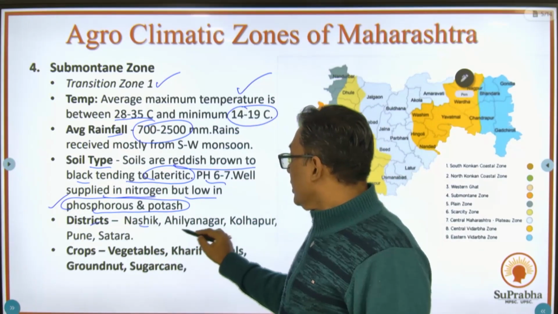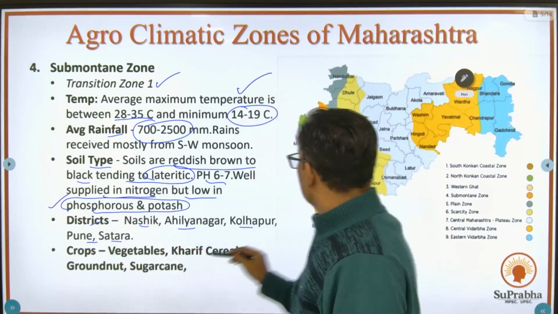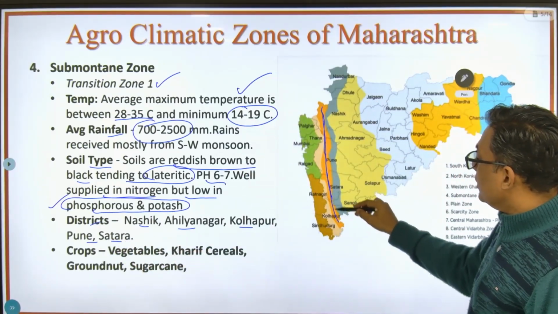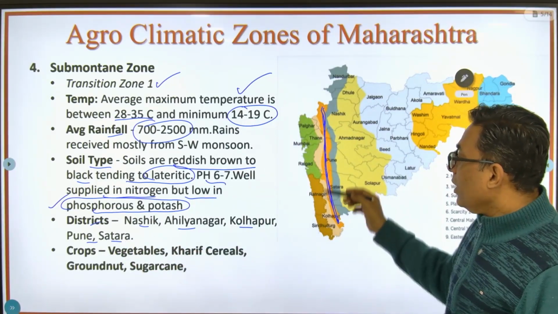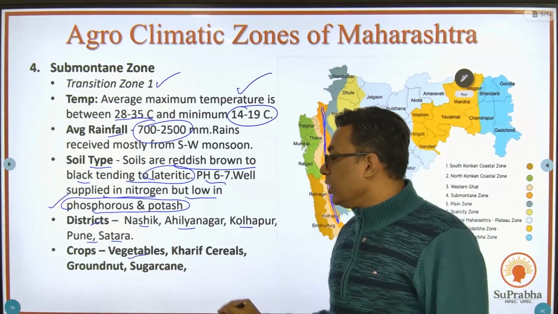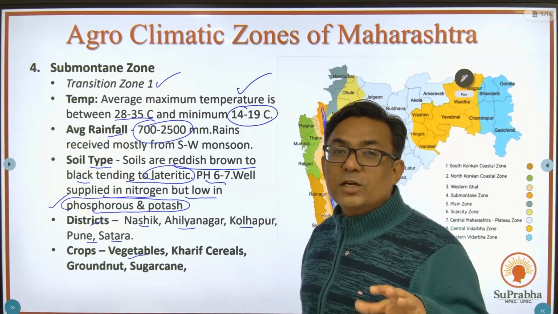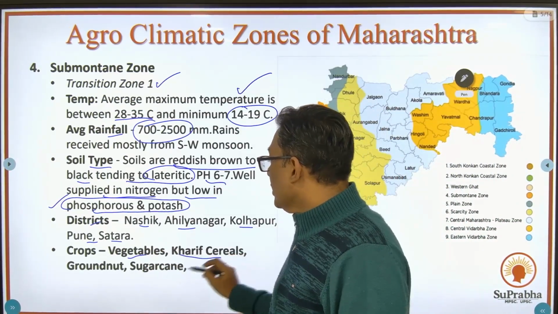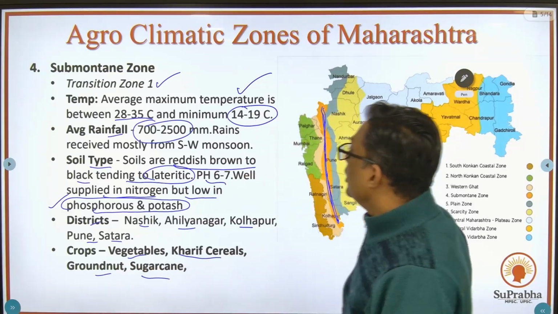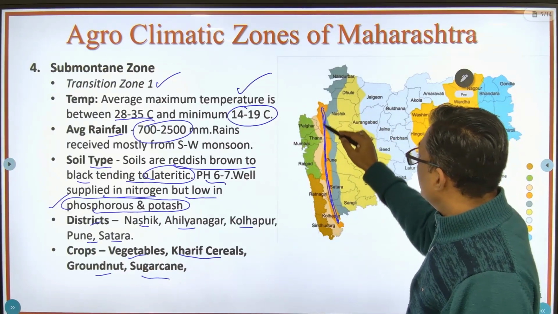Districts: Nasik, Ahilyanagar, Kolhapur, Pune, Satara. So you can very well look at the map. These are the districts. And the crops taken over here, you have vegetables, typically in Maharashtra known as tarkari, kharif cereals, groundnut, and you also have sugar cane. So this is the sub-mountain zone.